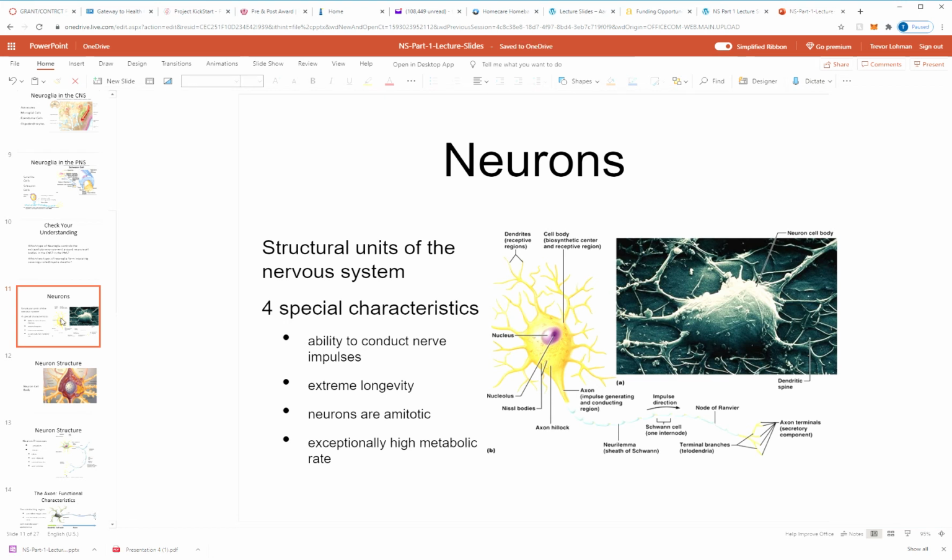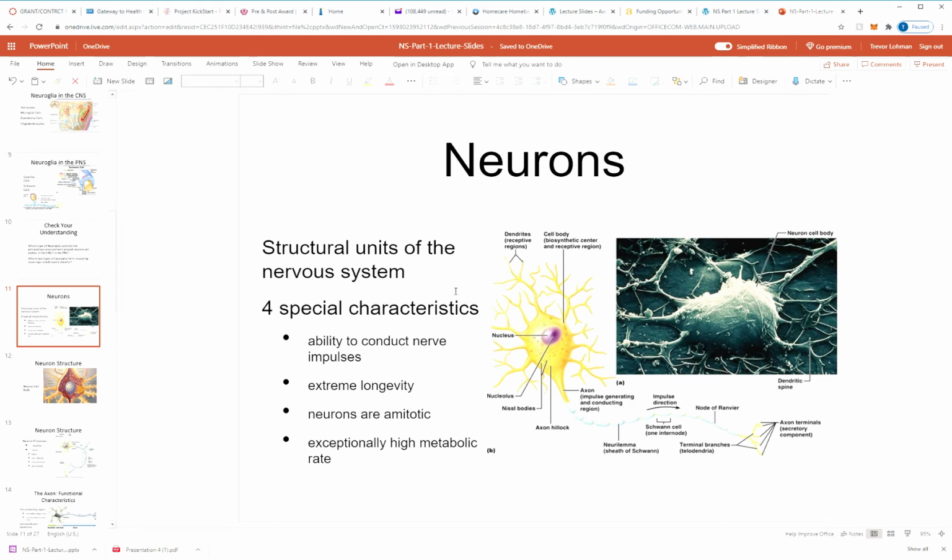Neurons. So we're finally addressing the most important cell of the nervous system. I feel like this should be the first slide, but here we are. The neuron is the structural unit of the nervous system. It is the functional unit of the nervous system as well. It collects electrical signals, integrates them, and then transmits action potentials, which are a special type of nerve impulse that we will talk about in the second part of this lecture.